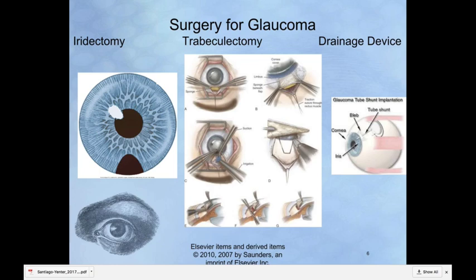Glaucoma is an inadequate drainage of aqueous humor that can cause damage to the optic nerve and lead to blindness. The intraocular pressure, or IOP, is measured with a tonometer.